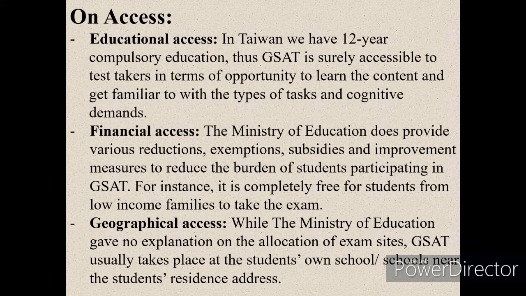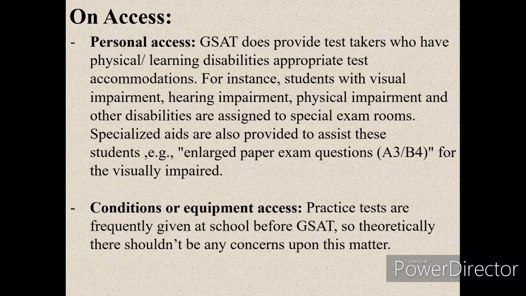Next one is geographical access. While the Ministry of Education gave no explanations on the allocation of exam sites, GSAT usually takes place at the student's own school or schools near the student's residence address. The next page. Personal access. GSAT does provide test takers who have physical or learning disabilities appropriate test accommodations. For instance, students with visual impairment, hearing impairment, physical impairment, and other disabilities are assigned to special exam rooms. Specialized aids are also provided to assist the students.